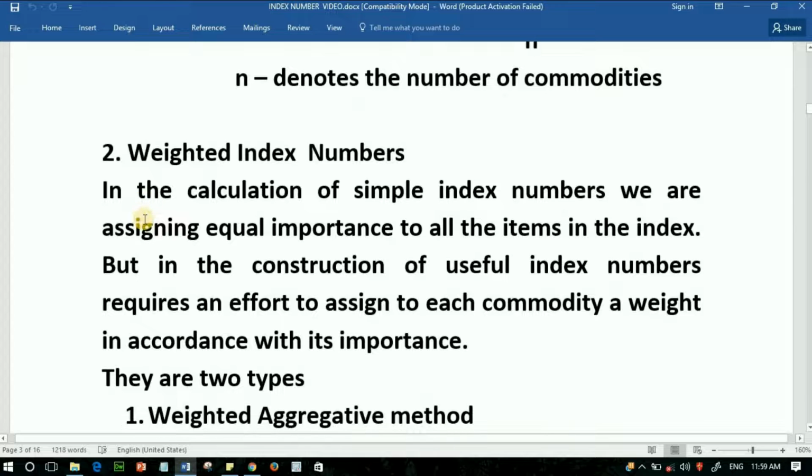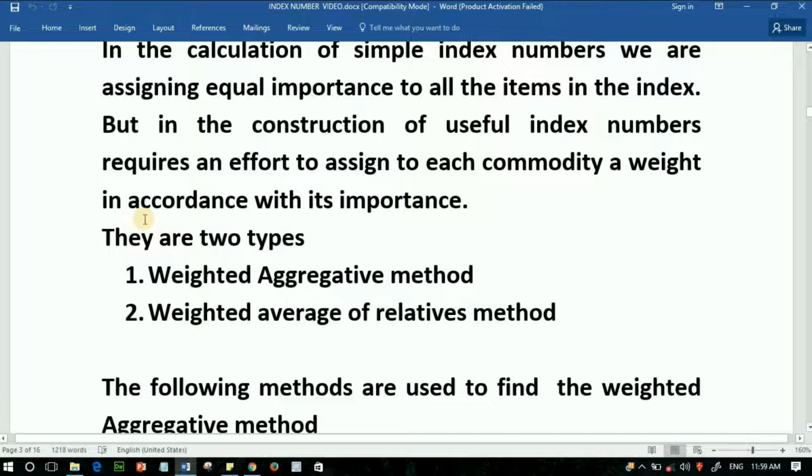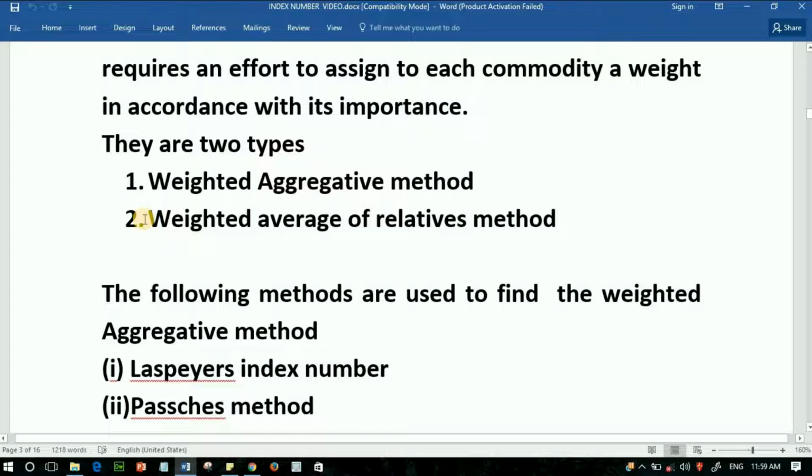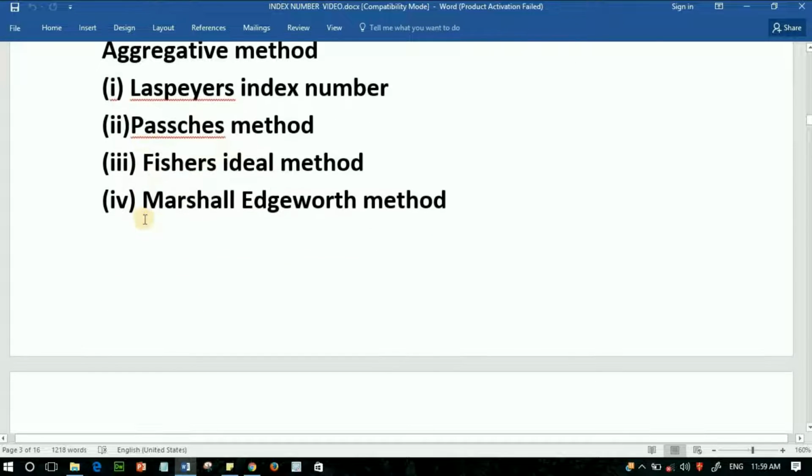In the calculation of simple index numbers, we assign equal importance to all the items in the index. But in the construction of usual index numbers, an effort is required to assign to each commodity a weight in accordance with its importance. They are of two types: one, weighted aggregative methods, and two, weighted average of relatives methods. In weighted aggregative methods, there are mainly four methods: Laspeyres index number, Paasche's index method, Fisher's ideal index number method, and Marshall-Edgeworth method.